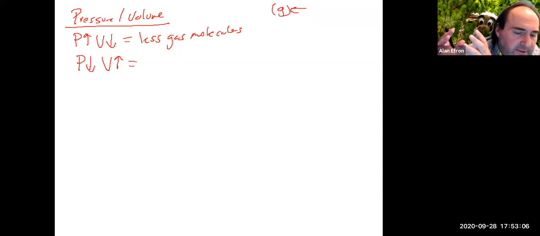The opposite is true here. If we lower the pressure, the volume is going to get larger. And if the volume gets larger, that means we need more gas molecules to bring the pressure back up. More gas molecules mean more collisions. So it would shift to the side with more gas molecules.